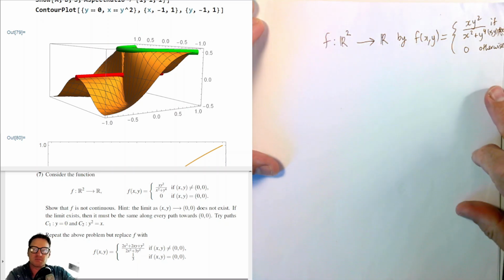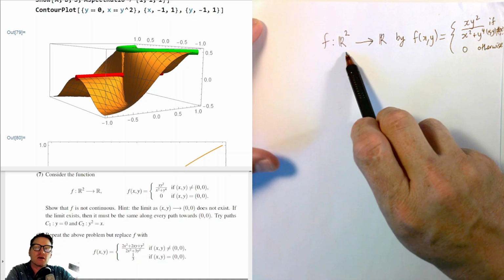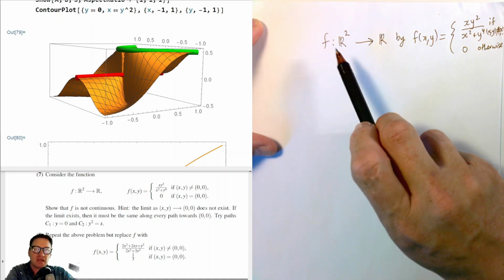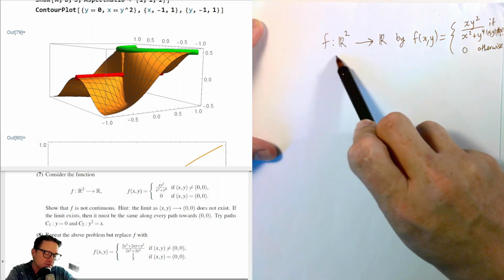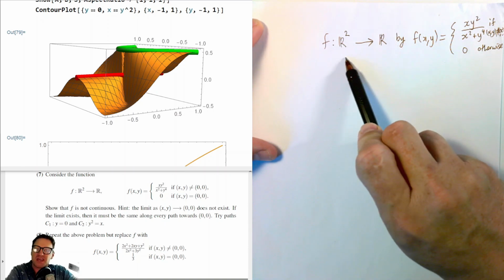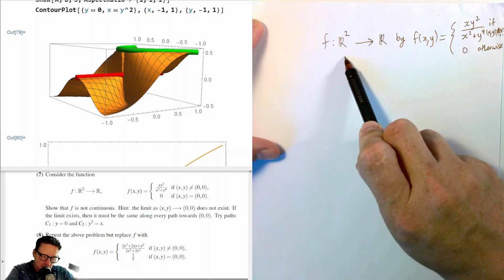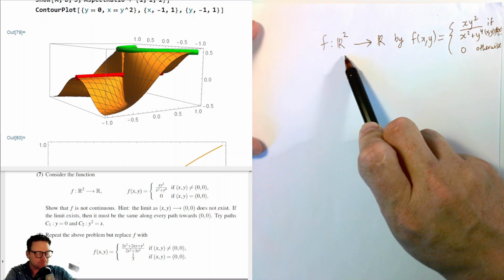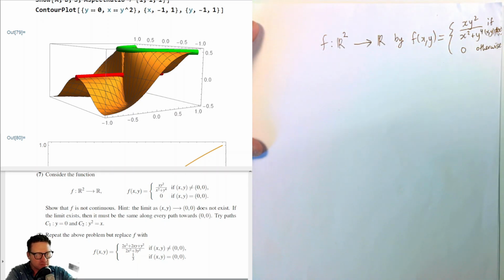Okay, so this is the description of our function. Now what we have here is the domain. This set on the left after the f is always the domain. So I'm just telling you that that is the domain there, being pairs of real numbers.